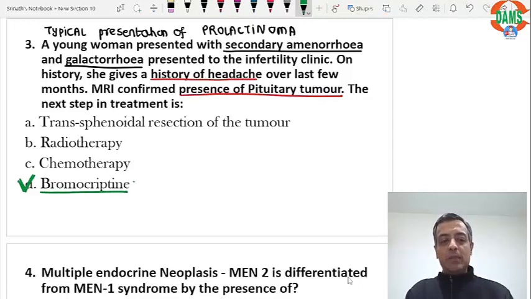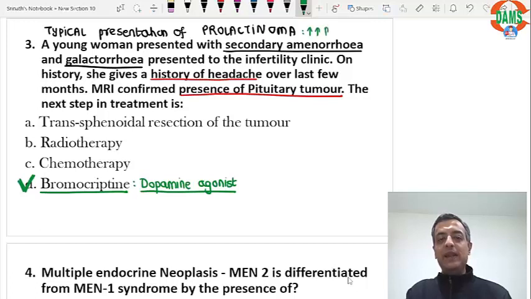Once the pituitary tumor is confirmed, the next step in the treatment is to start the patient on bromocriptine. Bromocriptine is a dopamine agonist which suppresses prolactin secretion and reduces the size of the tumor. So whenever there is a prolactin secreting tumor with elevated prolactin levels, the first line treatment is bromocriptine.